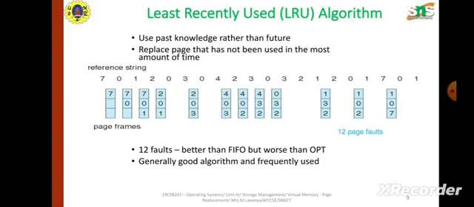In this, the frame size is 3, so we are having 3 columns and the first data arrived is 7. So 7 is allocated to the frame 1. The next data arriving is 0. 0 is allocated to the frame 2. Next data arriving is 1. 1 is allocated to frame 3. The next data arriving is 2.